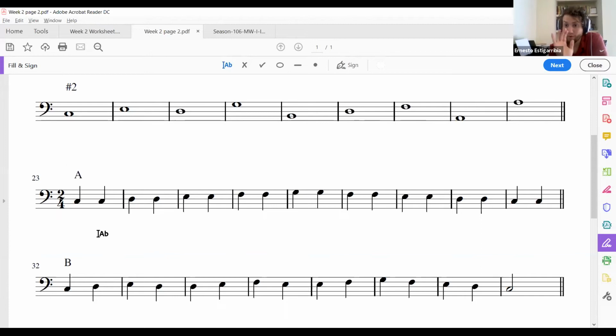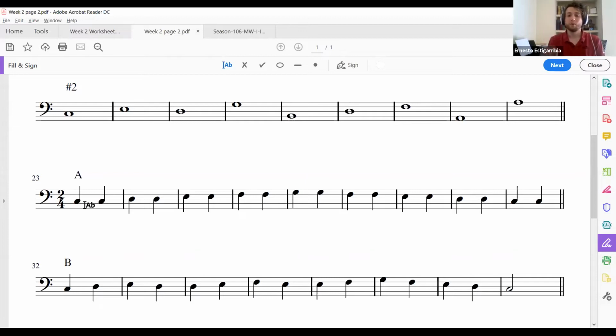Now for the next exercise, we're only gonna go from do to sol. We're just gonna go from do, re, mi, fa, sol, fa, mi, re, do. So can we all sing this? This is our starting do. Do. We're all gonna sing along with me. You don't have to unmute yourself.